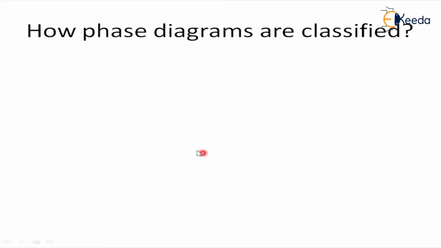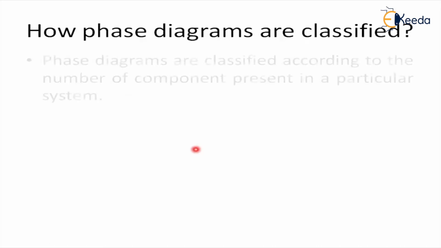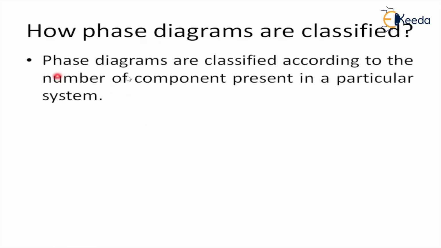So let us discuss the various phase diagrams and how they are classified. The phase diagrams which we are going to discuss now are classified according to the number of components present in a particular system. So how many components exist? Depending on the number of components, the phase diagrams are classified. So sometimes it is a binary classification, sometimes ternary classification, etc. And the main classification depends on the composition and on the solvation.